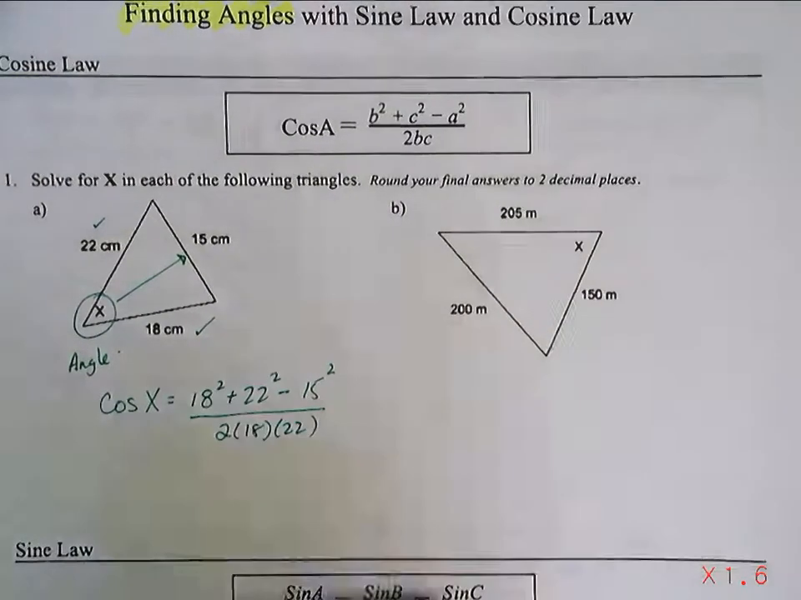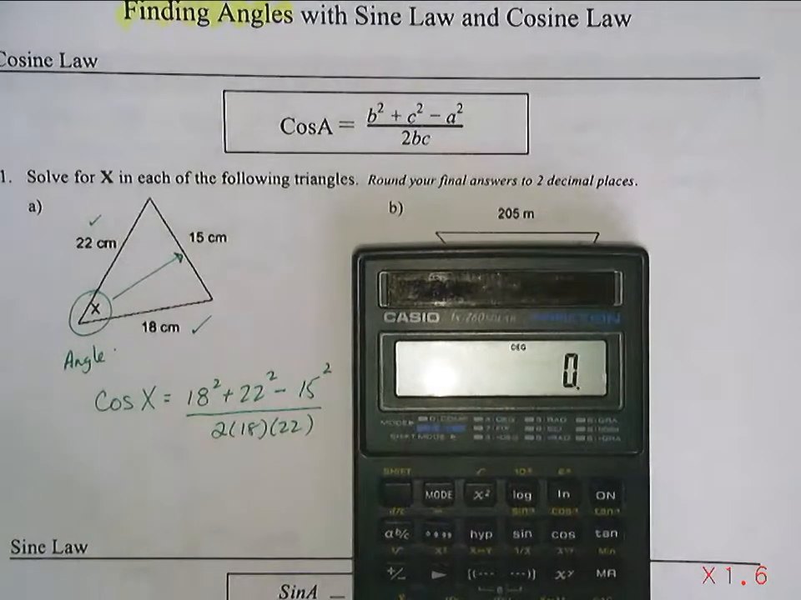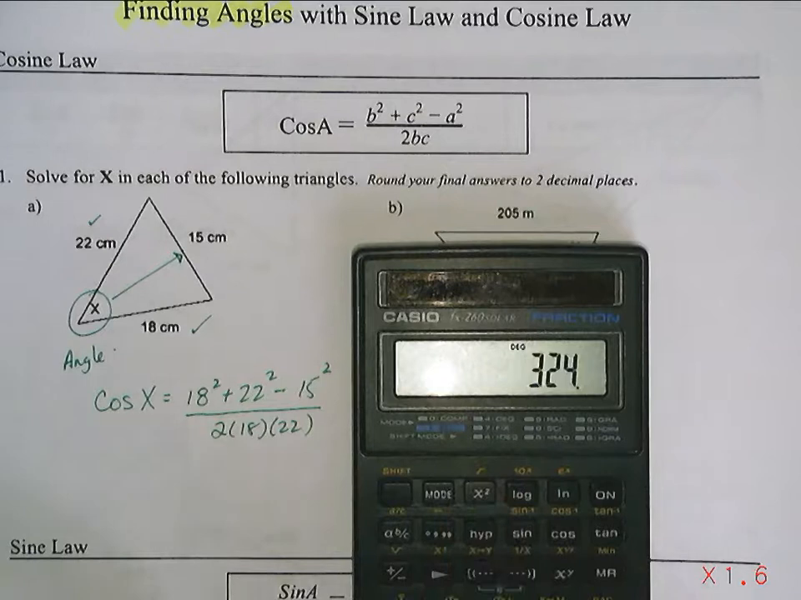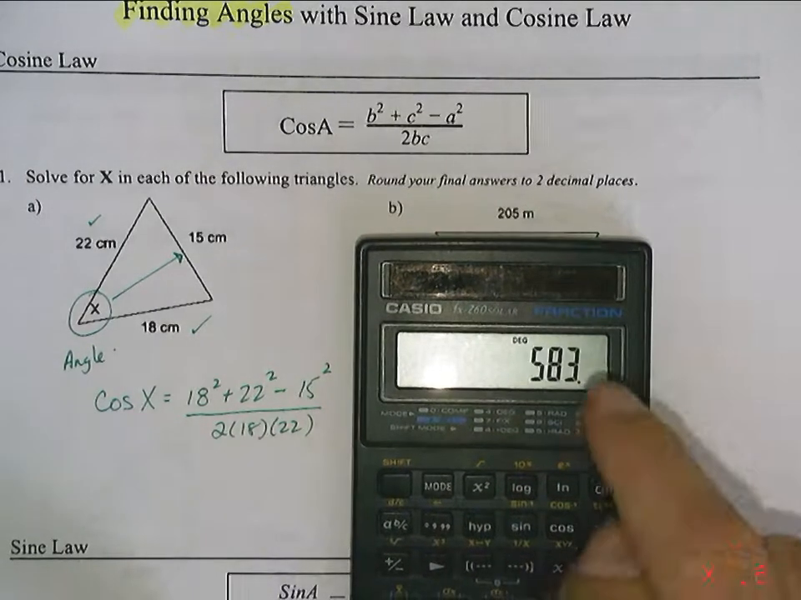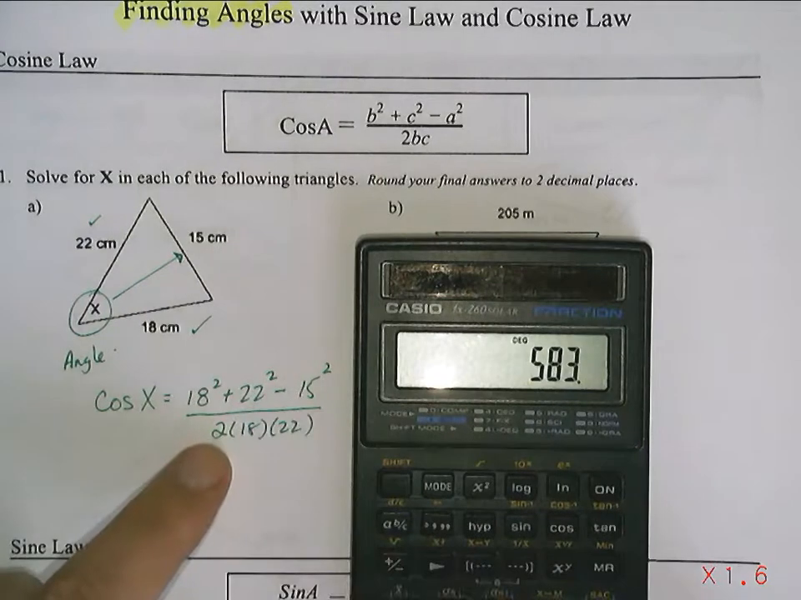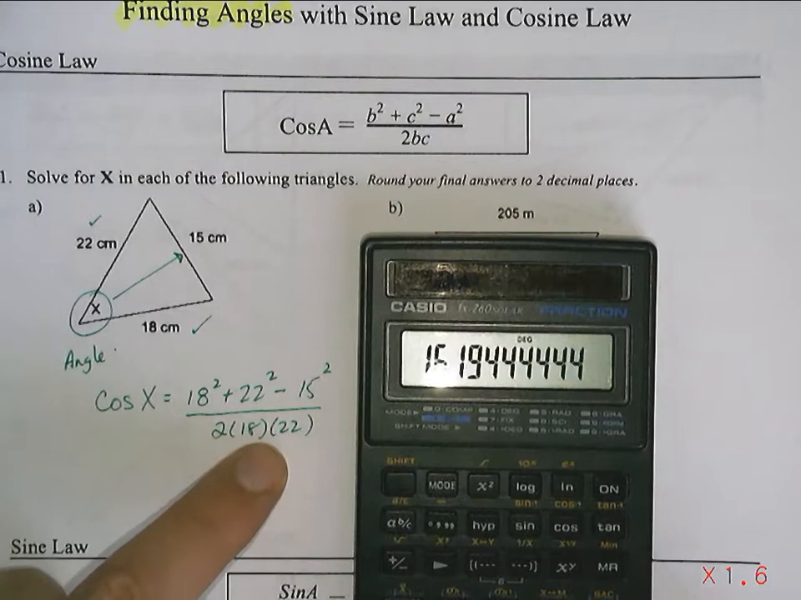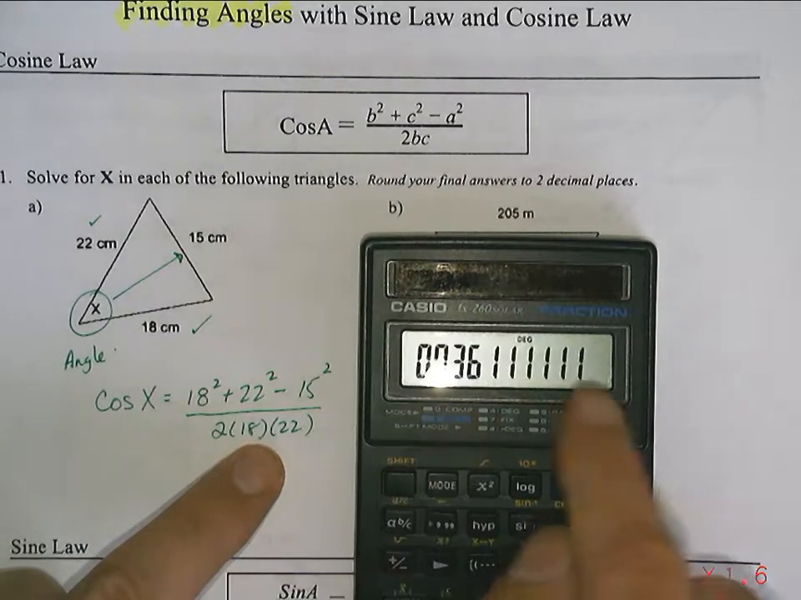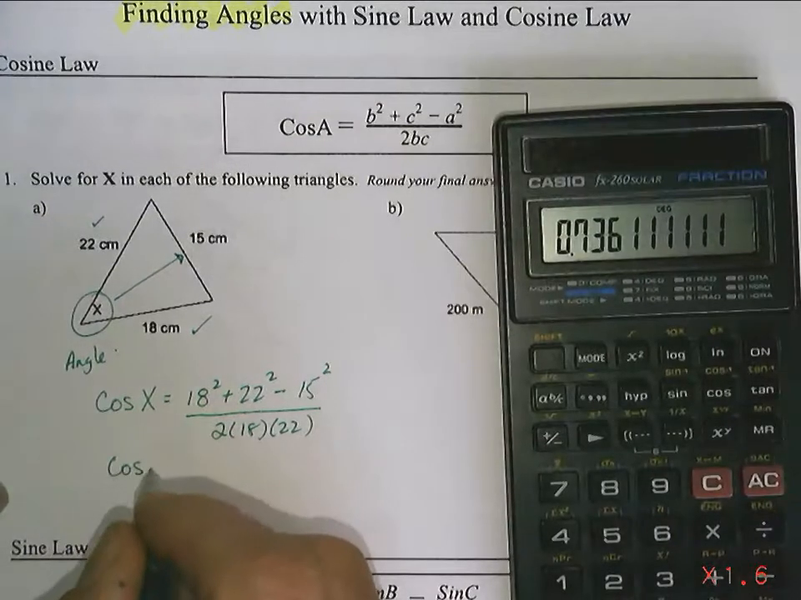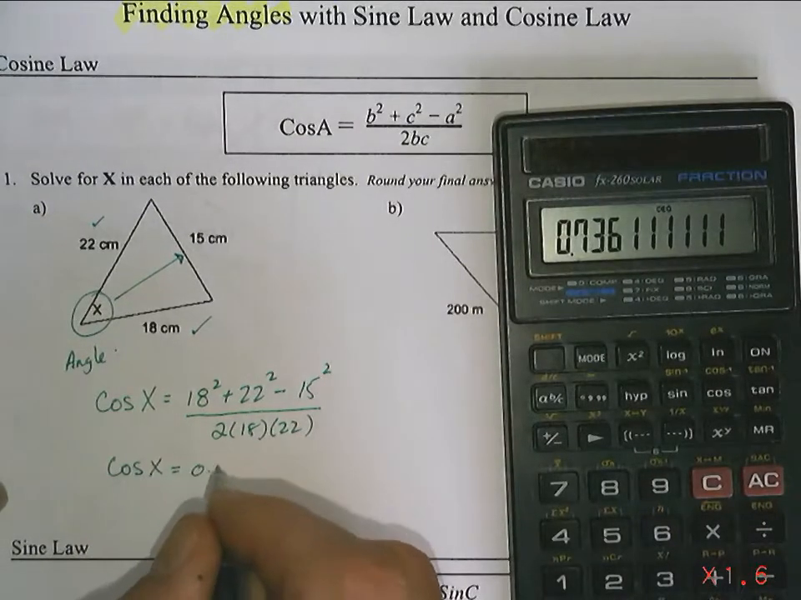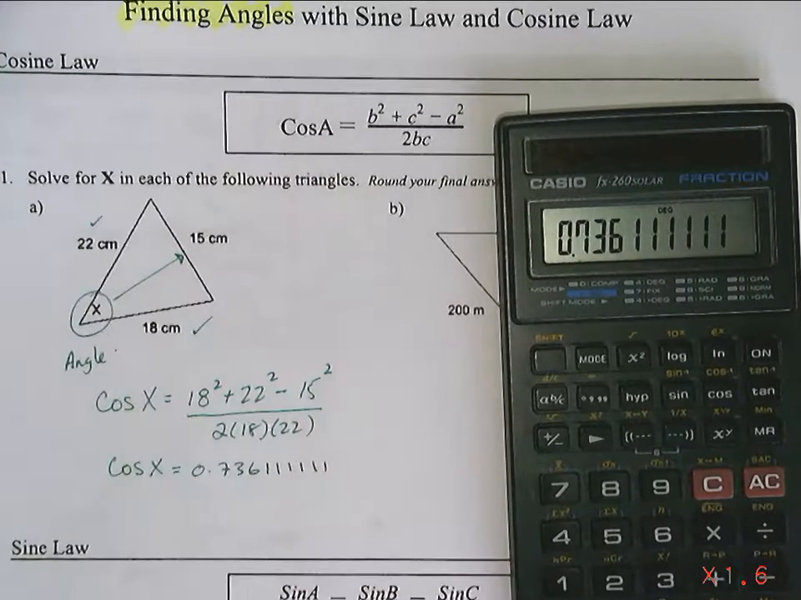Now, grabbing your calculator, pay attention to this. Different calculators work differently. For mine, I'm going to do 18 squared plus 22 squared equals, subtract 15 squared equals. That's the top. The bottom, I'm going to do it slowly. Divided by 2 equals. Divided by 18 equals. Divided by 22 equals. Now that decimal is the cosine of this. So this is actually cosine x equals 0.736111111, and as many ones as your calculator will give you.